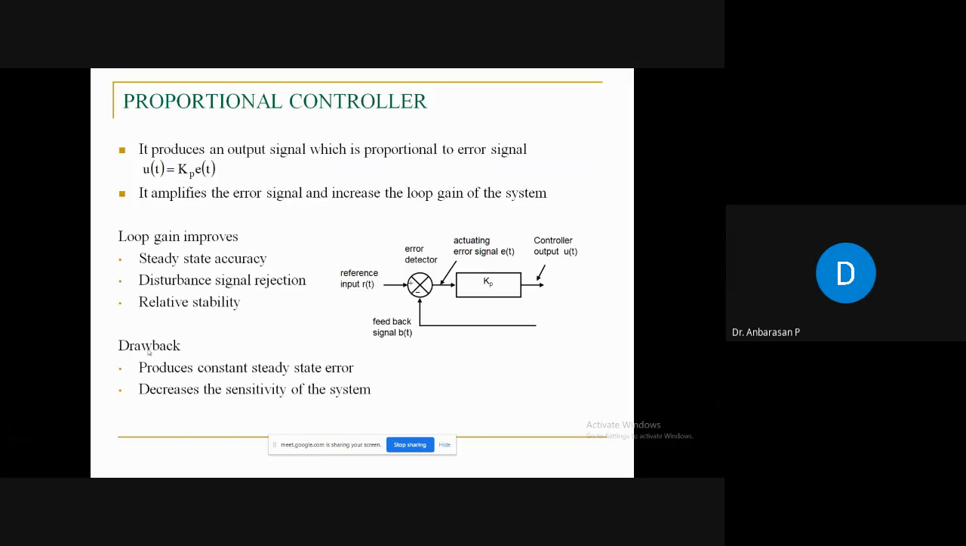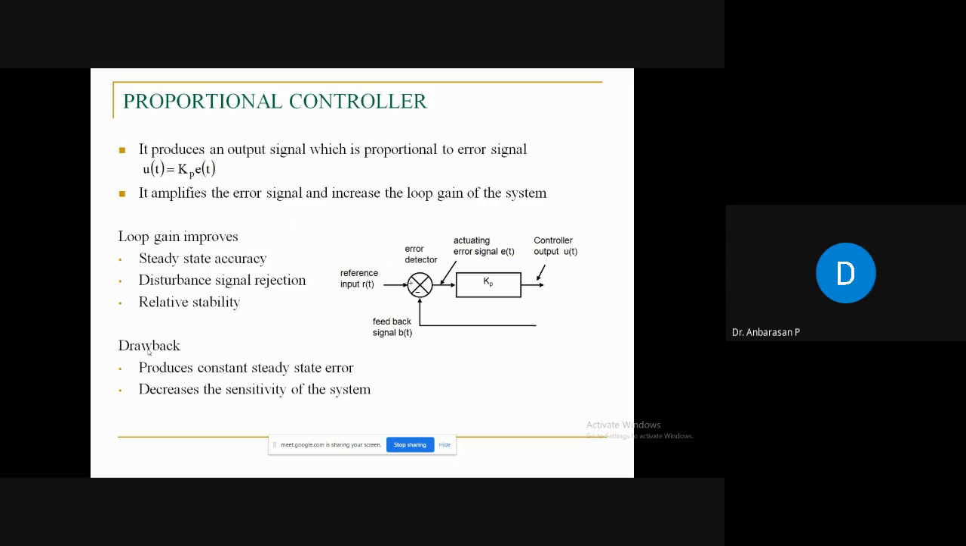As the name implies, in a proportional controller the output signal is proportional to the error signal. The output u(t) is proportional to the error signal e(t), with the proportionality constant Kp. The proportional controller amplifies the error signal and increases the loop gain of the system. This loop gain improves the steady state accuracy, rejects disturbances, and improves the relative stability of the system.